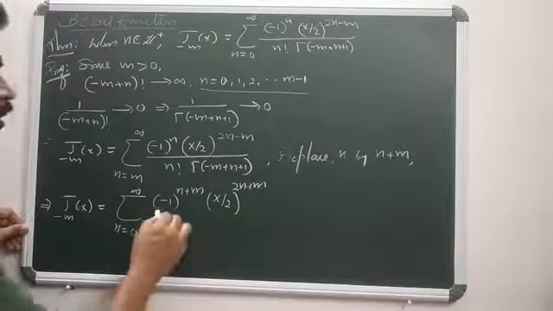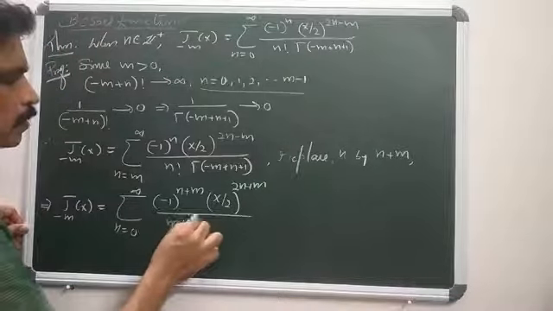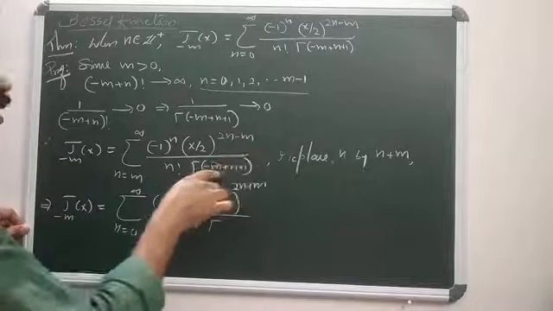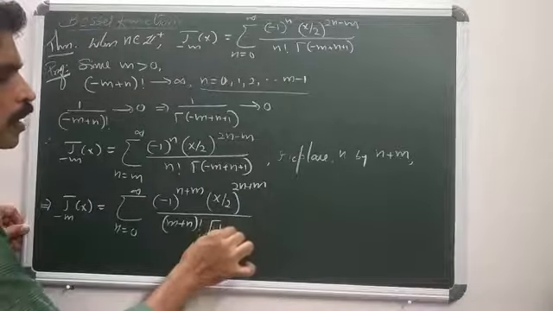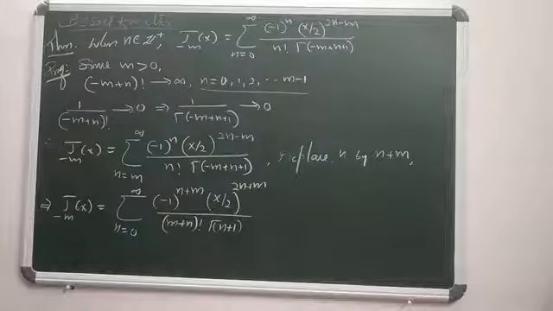All divided by (n+m) factorial times gamma of... If you replace n by n plus m, the m's cancel each other, so it is gamma of n plus 1. Okay, gamma of n plus 1 is nothing but n factorial.